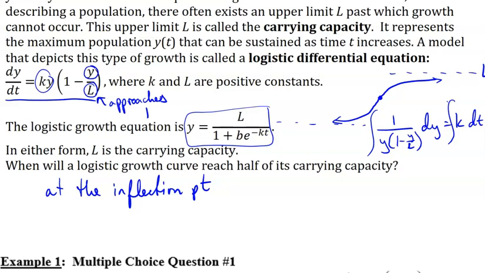At the inflection point, we are changing from concave up to concave down, meaning the second derivative, d squared y over dt squared, is equal to 0. So if you're asked a question about when the second derivative equals 0, what's the population or something like that, then it's going to be half of the carrying capacity, or vice versa.